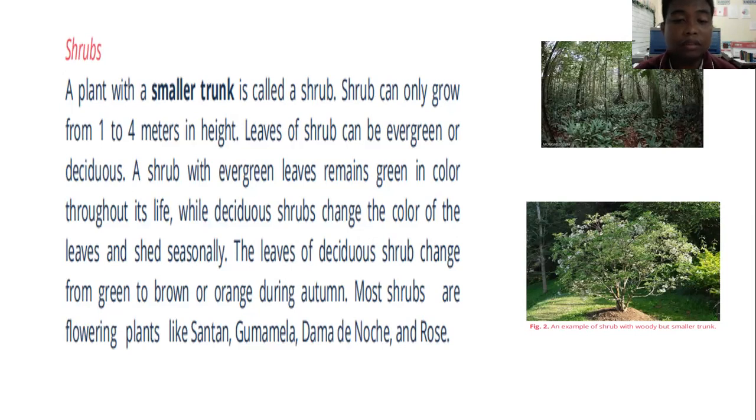The leaves of deciduous shrubs change from green to brown or orange during autumn. Most shrubs are flowering plants like santan, gumamela, dama de noche, and rose. Those are examples of shrubs, terrestrial plants. These plants are nice because they are colorful, especially their green color.